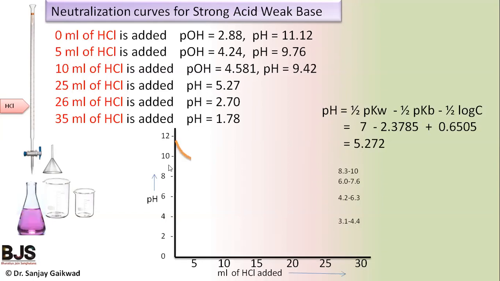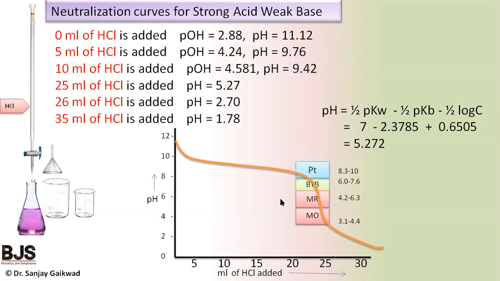Now when we observe the curve, it starts from 11.96 and decreases continuously and slowly. Nearest to the equivalence point it decreases more, and up to 35 ml the pH of the solution is nearly equal to 1.78. Now, considering the indicators methyl orange, methyl red, bromothymol blue, and phenolphthalein: the equivalence point is in the acidic medium, and therefore at this stage methyl red is the best indicator for this titration.